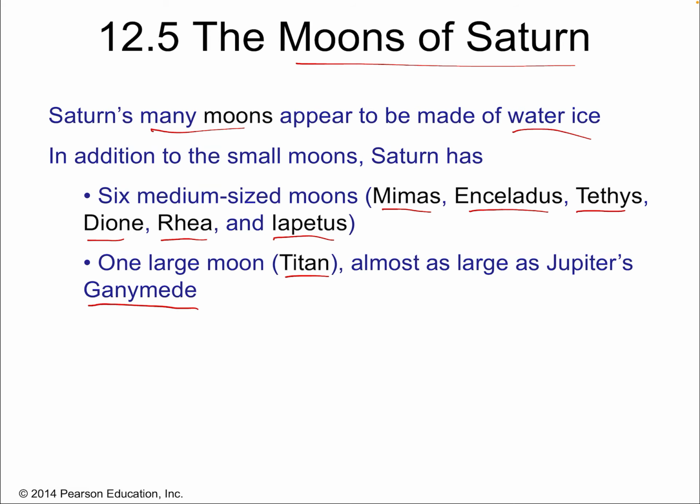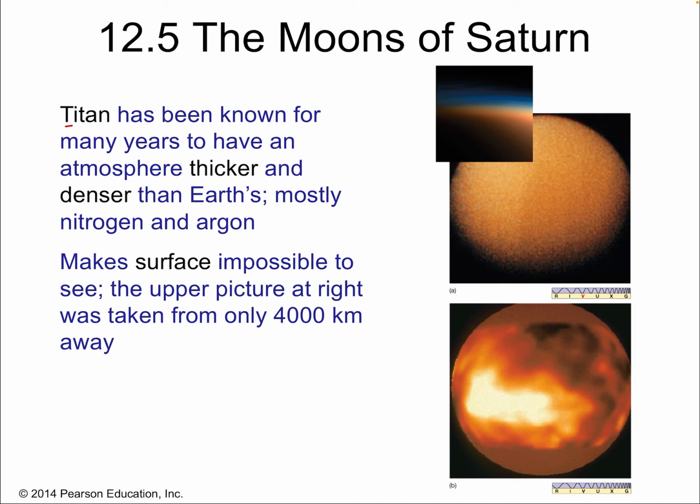Titan is huge, okay? Titan is a very fascinating moon. It has been known for many years to have an atmosphere thicker and denser than Earth's. Right? So it actually has an atmosphere. It is the only moon with an atmosphere in the entire solar system. Okay, it's mostly nitrogen and argon. All right, it makes the surface impossible to see. You have to land on the surface to see it. And the upper picture at the right was taken only 4,000 kilometers away, right? But still, it's totally, just totally opaque. It's such a thick atmosphere. It's not as thick and dense as Venus's atmosphere, but it is denser than Earth's.